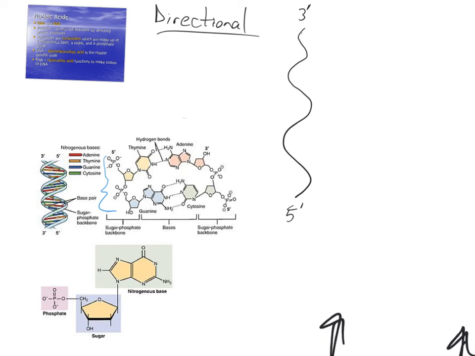Off of this sugar-phosphate backbone is the nitrogenous base. Here's thymine, it's a single ring. Here's adenine, it's a double ring. Here's guanine, it's a double ring. And here's cytosine, it's a single ring. You see that they're backwards. This one is upside down compared to this one. So wherever you have a 5' on one, you'll find a 3' on the other. We call that anti-parallel.